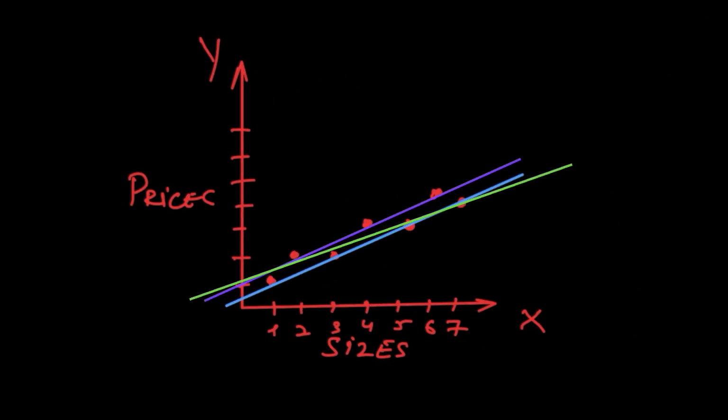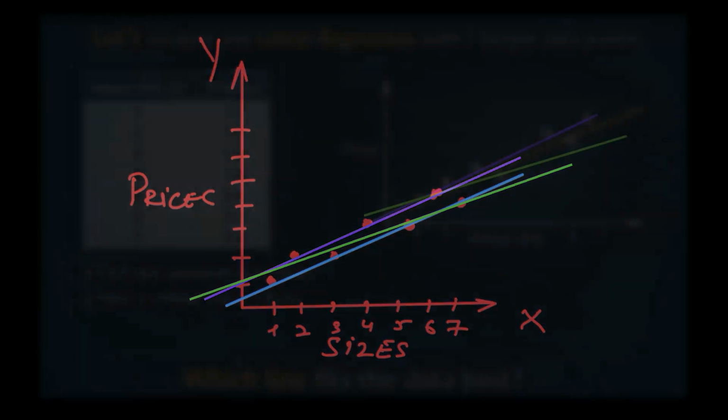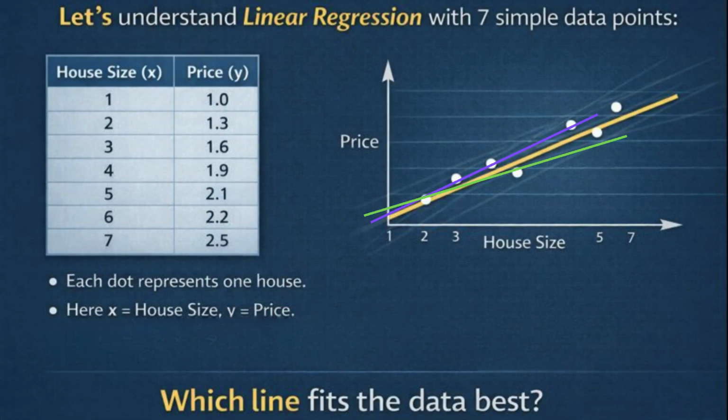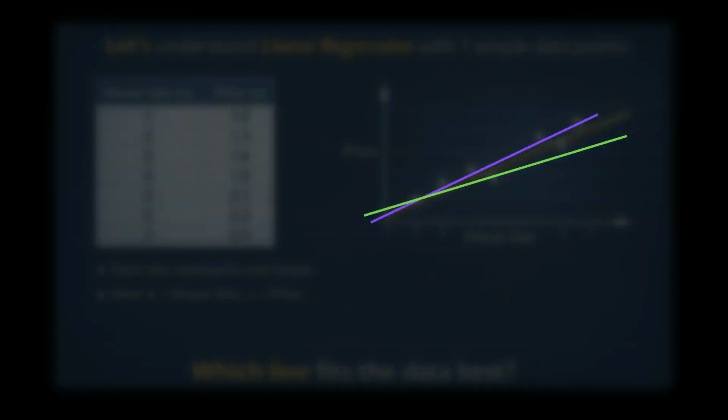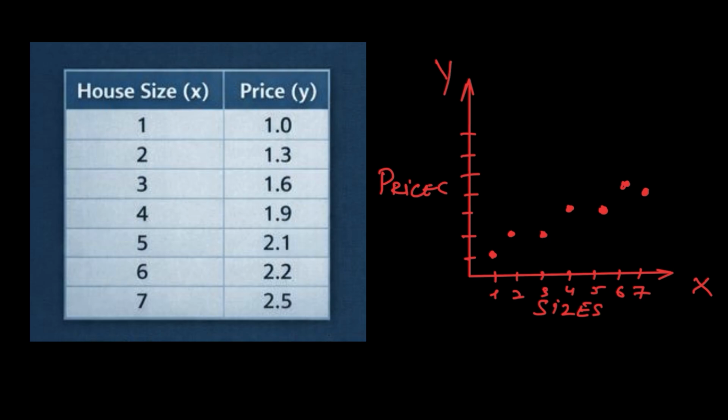But here's the key question. Which line should we choose? And more importantly, how do we choose it mathematically, not by intuition? To answer that, we first need to define what a line actually is in math. That's where we go next.